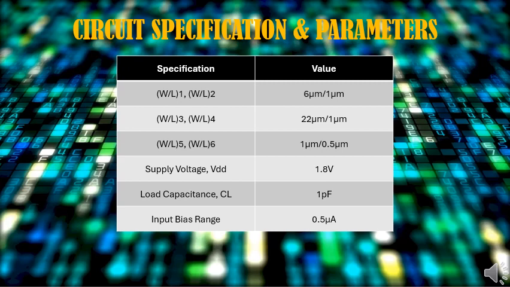For our supply voltage, we decided to use 1.8 volt because based on the reference paper, they do not share the supply voltage. And the last parameter is input bias range is around 0.5 micrometer and the load capacitance is 1 picofarad.